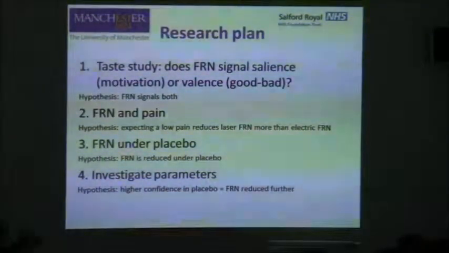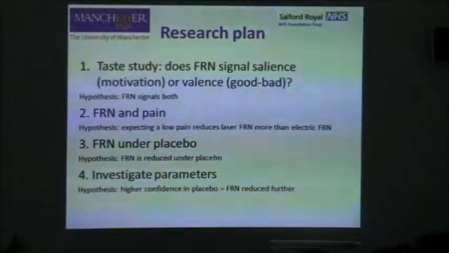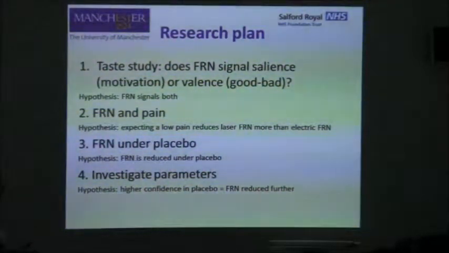And then finally, once I've done the preparatory work, I want to look at the FRN under placebo itself. My hypothesis for this is that the FRN will be reduced in placebo, so something is happening to reduce that learning signal. And then finally, I want to investigate the parameters of this effect. So I believe that a higher confidence in placebo will translate to a stronger reduction of the FRN and a better placebo effect.